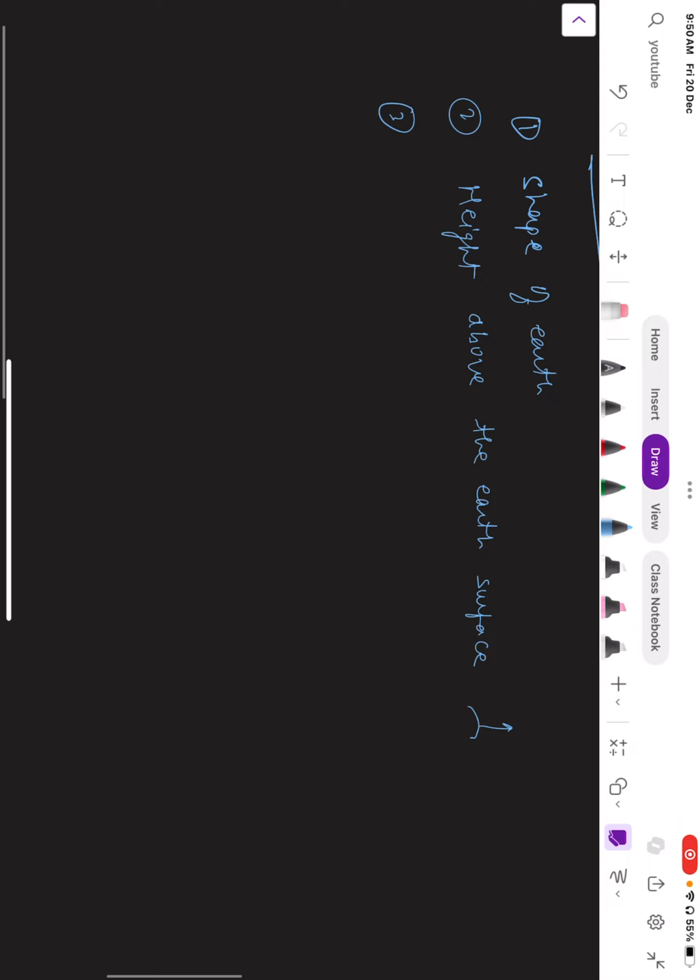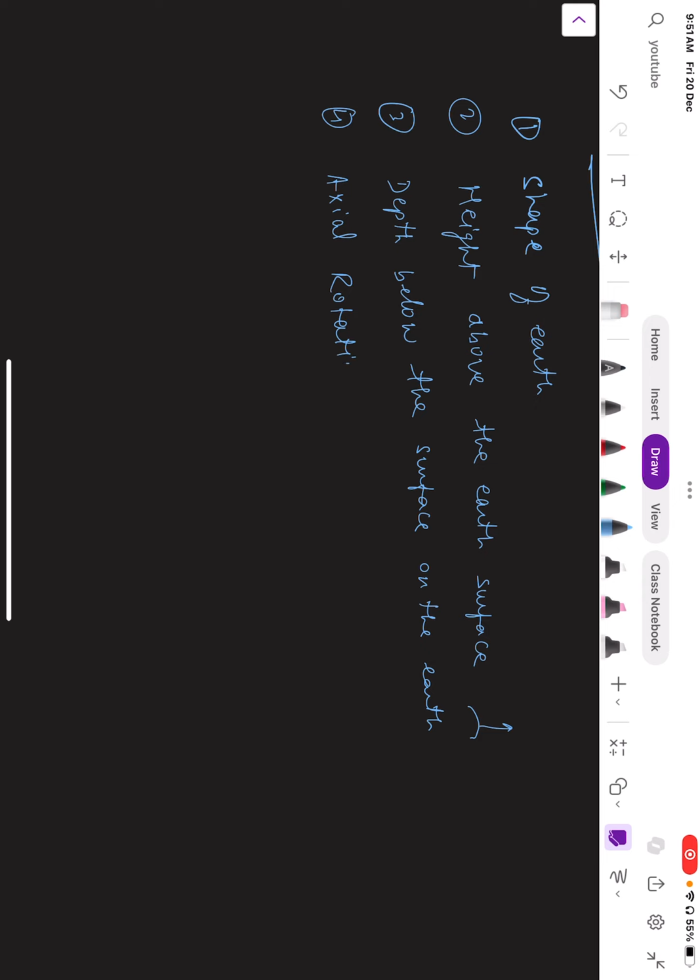Third point is depth below the surface of the earth. And the fourth point is axial rotation of the earth. These are the 4 points, and all points will be discussed one by one, don't worry about this.